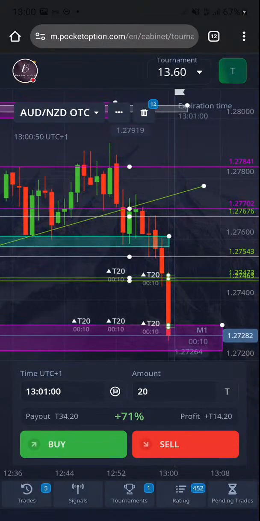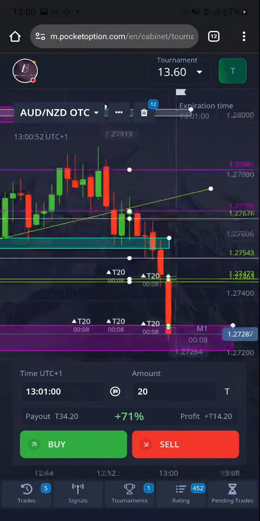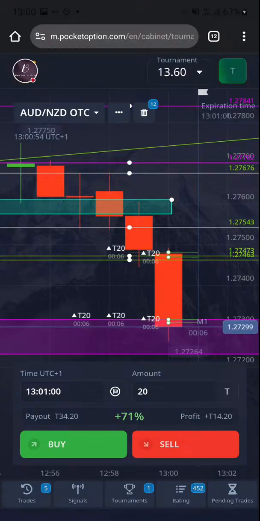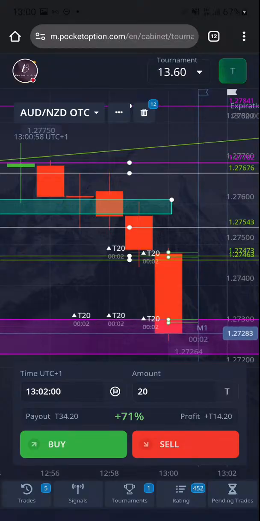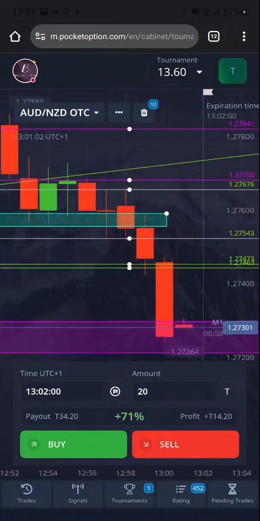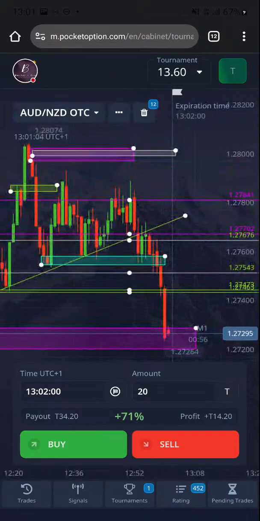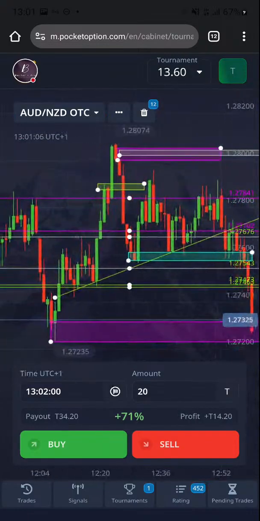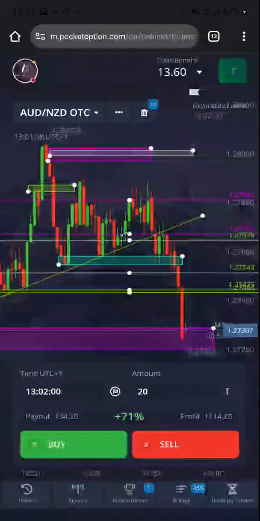Okay, we lost that. Oh, wait, it's not over yet. So let's not say we lost it. It's not over until it's over. Okay, fine. We lost that. No problem. Now, the thing there is, this is that liquidity sweep I was talking about.